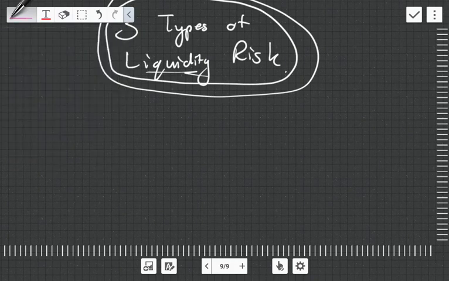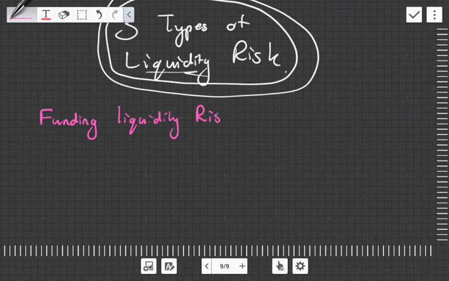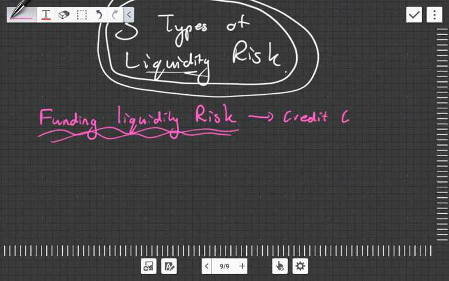The first type I want to talk about is something known as funding liquidity risk. It was something that was very big during the whole credit crunch. Funding liquidity risk is when the market lacks the supply of money so that people cannot borrow. So there's a supply problem and you can't borrow.